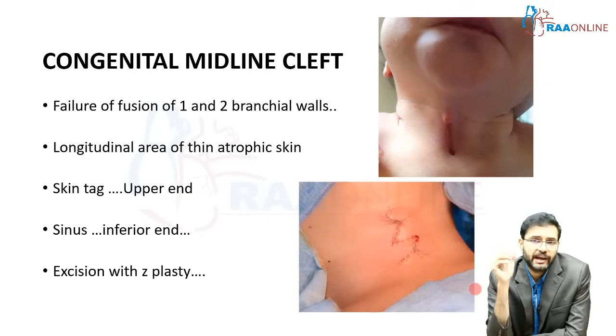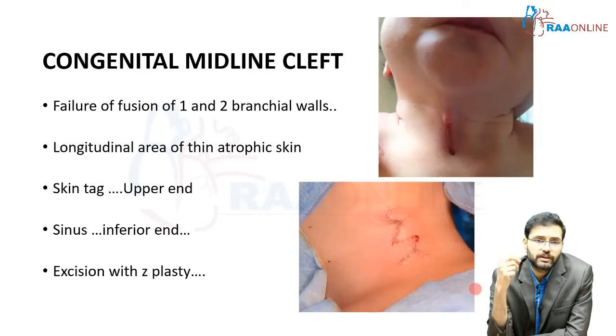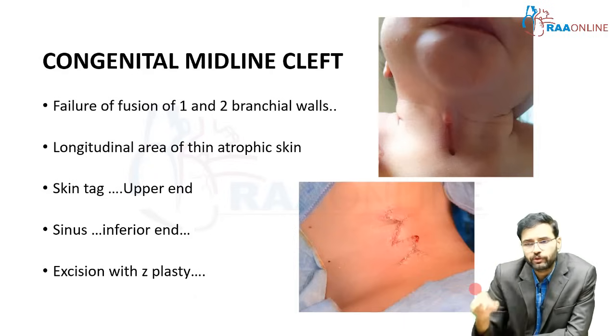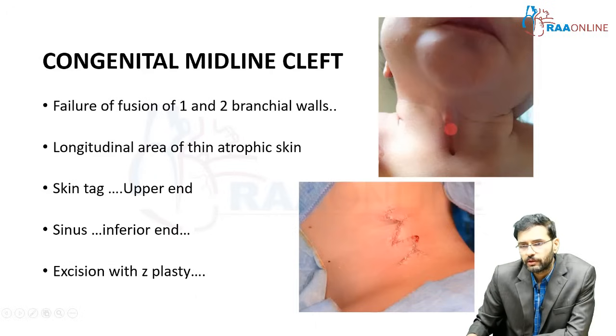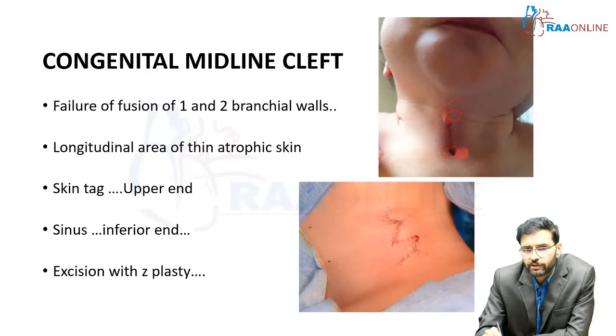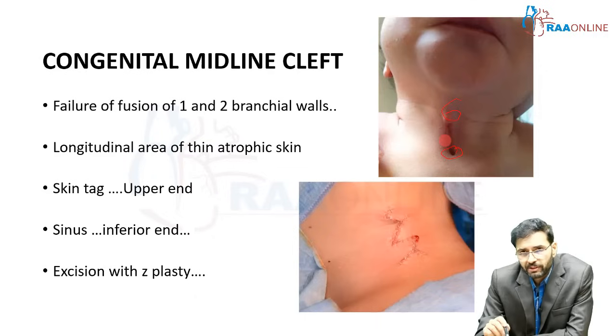Now, congenital midline cleft is another important cleft anomaly involving the neck. So, it's because of failure of fusion of the first and second branchial walls. There is a longitudinal area of thin atrophic skin, as you can see here. This longitudinal area has a skin tag above and a sinus or a fistula below. Okay, so this is excised. It cannot be straight away excised because it results in a vertical scar producing a contracture. So we might have to go for an excision with a Z-plasty.